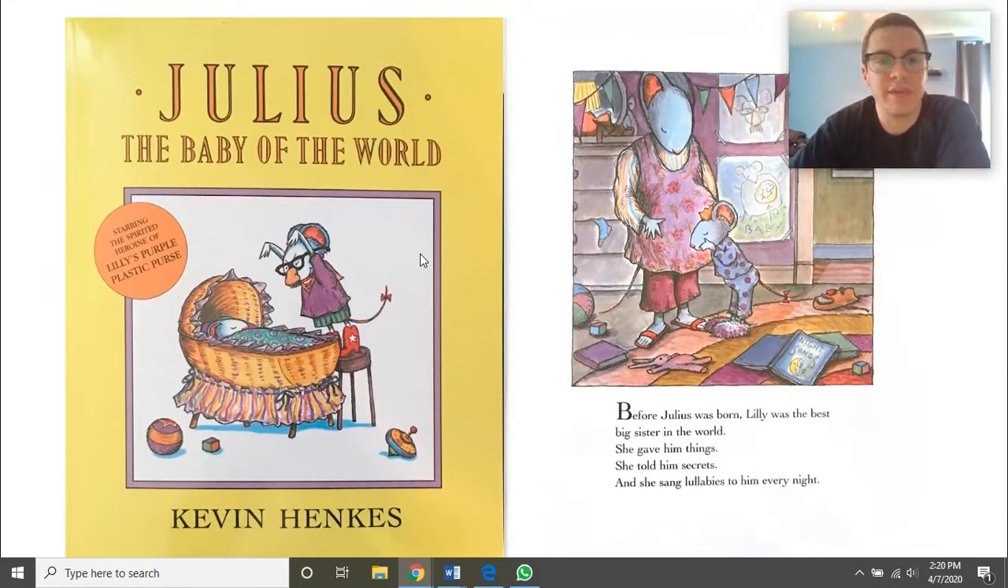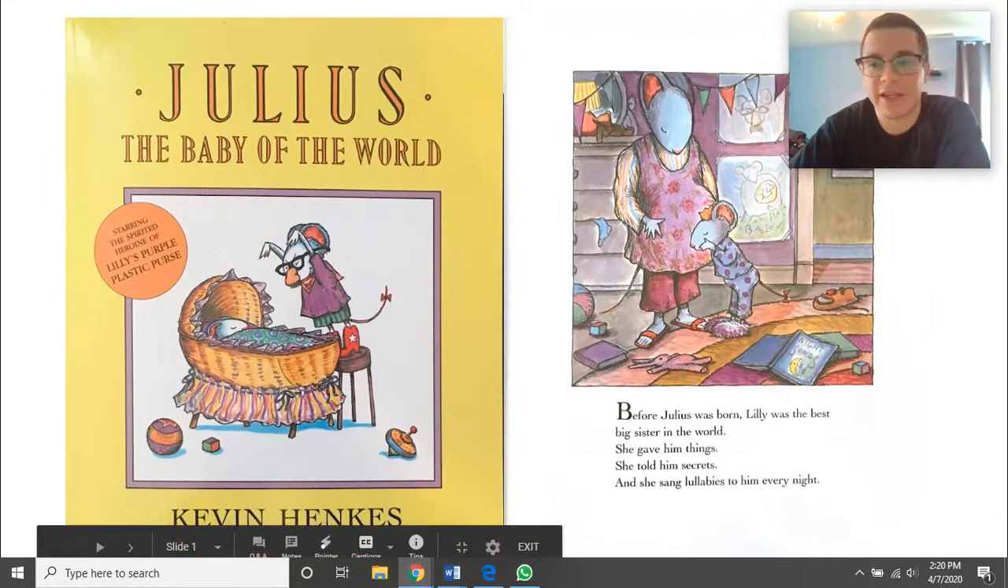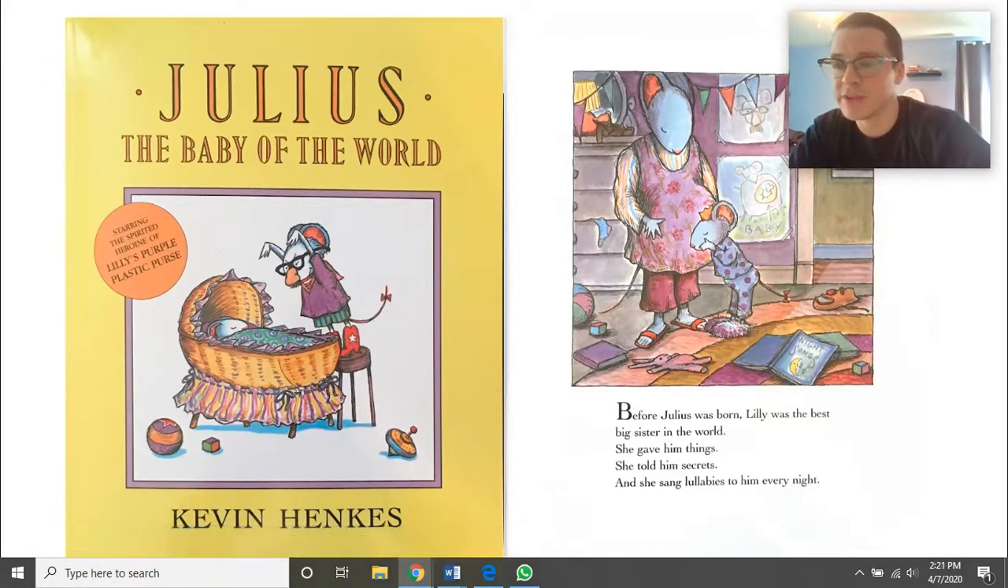Julius, the Baby of the World by Kevin Henkes, who is also the same author as Lilly's Purple Plastic Purse and all of those Lilly books that we've read back when we were in school. So now we get to read another one.